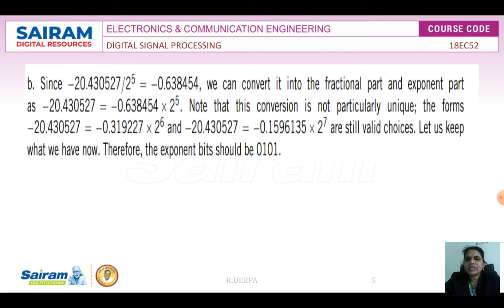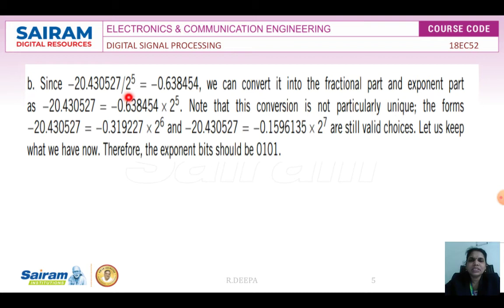So let us solve the second problem statement. The given data is minus 0.430527. So let us keep dividing it by 2 power of 1, 2 power of 2, 2 power of 3. In the previous problem we divided with 2 power of minus 1, minus 2, whereas here, since we have the whole number 20 also, we have to divide with positive powers of 2. So I will start with 2 power of 5, 6, 7, 8.